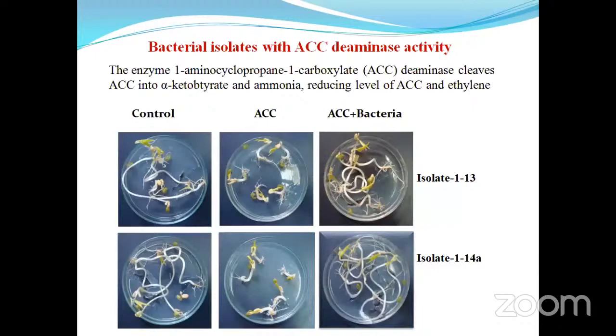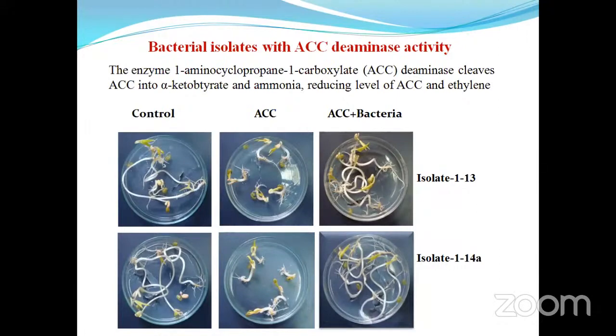So now we will briefly discuss this ACC deaminase activity, because this is a well-studied phenomenon. This enzyme, 1-aminocyclopropane-1-carboxylate deaminase, flips the ACC compound into alpha-ketobutyrate and ammonia. Now, why is this important? ACC is a precursor of the ethylene molecule.